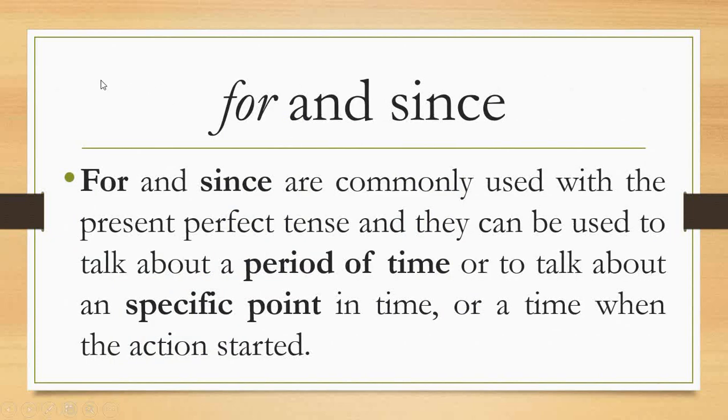Now the words for and since. For and since are commonly used with the present perfect tense, and they can be used to talk about a period of time or to talk about a specific point in time or a time when the action started. Okay, so keep this in mind. We use for and since to talk about a period of time or a specific point in time, right?